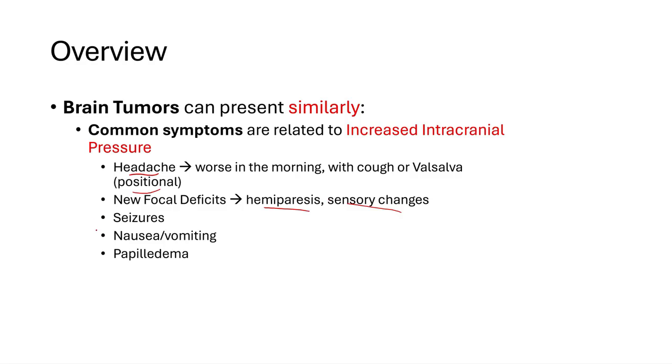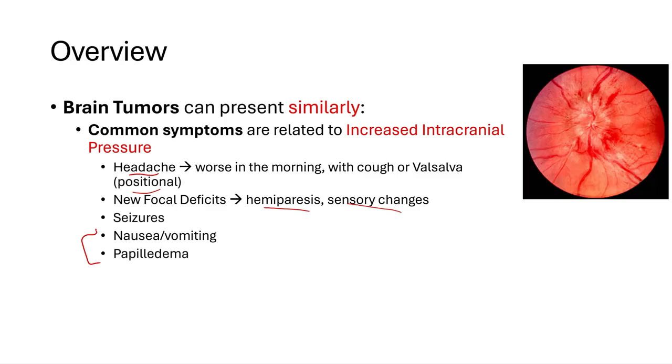And nausea, vomiting, and papilledema are hallmark signs of increased intracranial pressure. Papilledema is swelling of the optic disc, which can be seen here in the center portion of this image. This can cause transient visual changes, especially with changes in posture or straining.